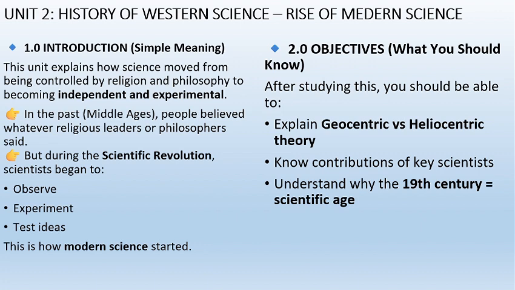But during the scientific revolution, the scientists began to observe, they experimented, and they tested their ideas very well. So this is how modern science started. It started when the scientists began to observe, to experiment, and to test ideas. That is when modern science starts.